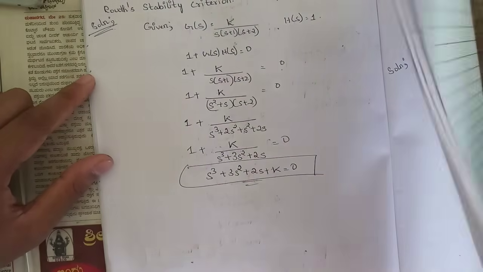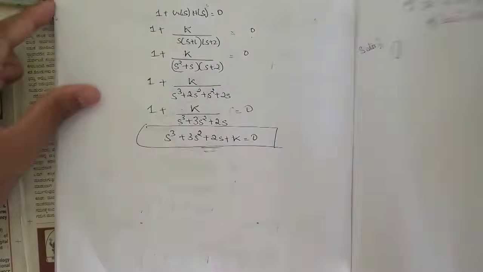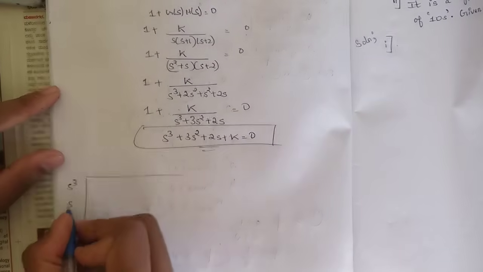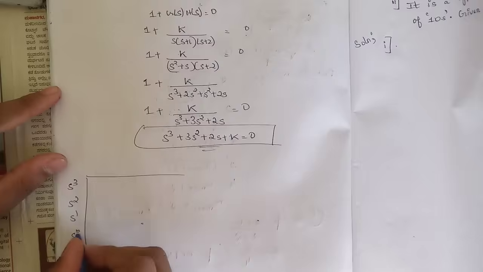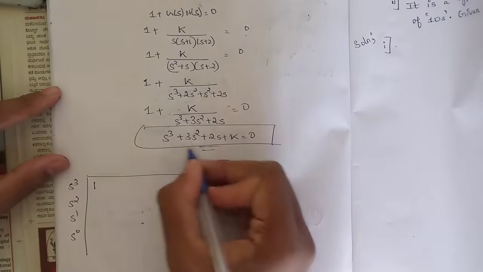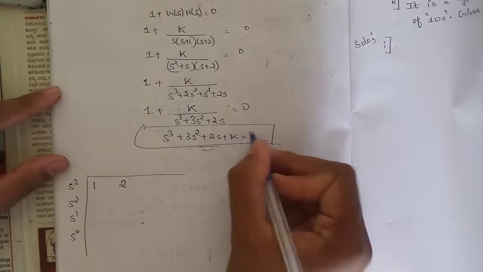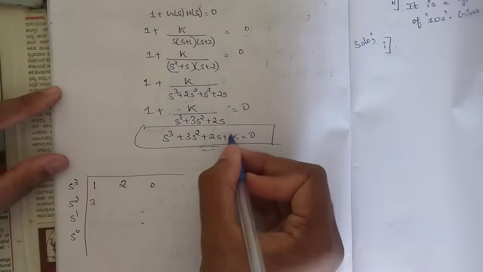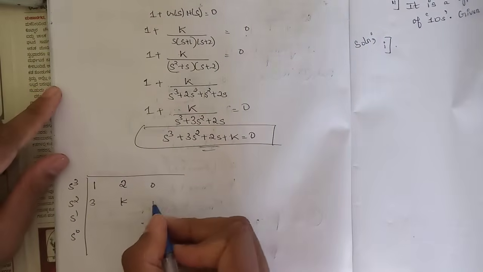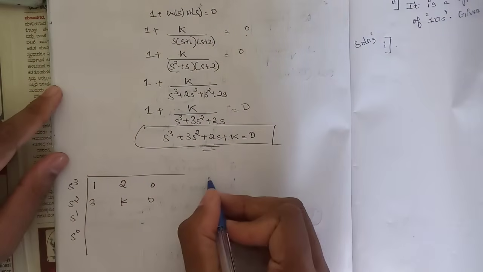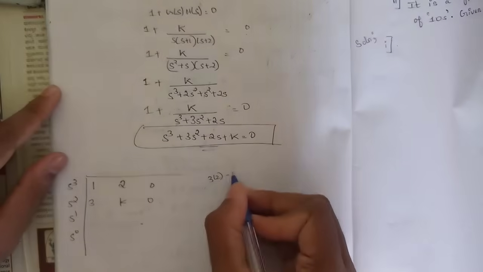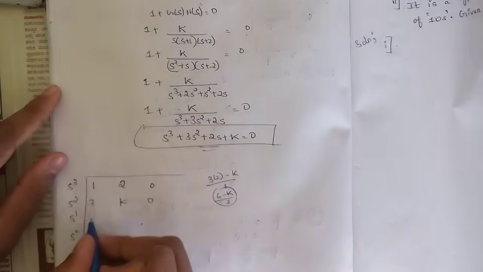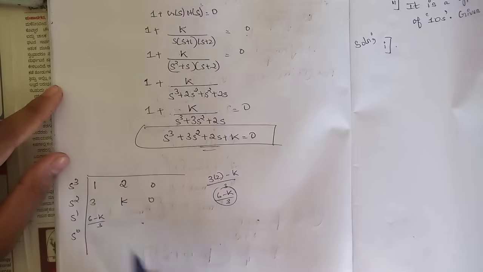Now for this characteristic equation, write the Routh array. s cubed, s squared, s to the power 1, s to the power 0. The coefficient of s cubed is 1, skip one term, the coefficient of s is 2, then 0. The coefficient of s squared is 3, skip one term, k, 0. Now, 3 into 2 minus k divided by 3, that is (6 minus k) by 3. Write it here.